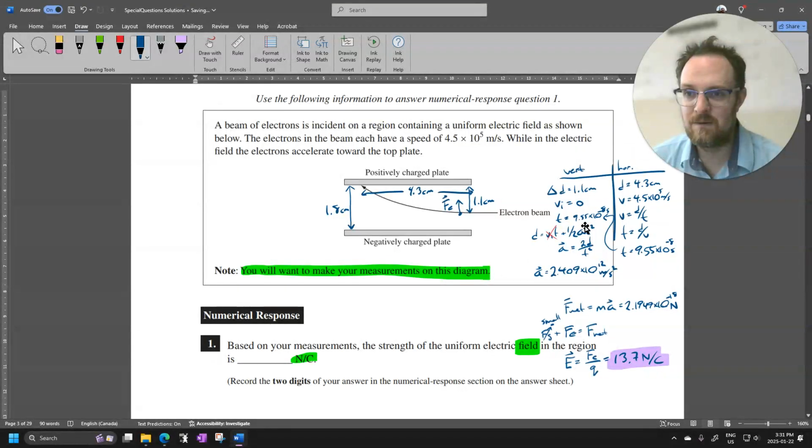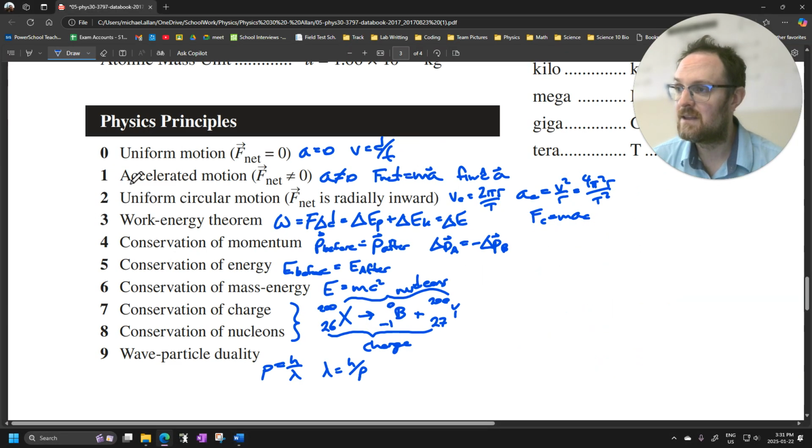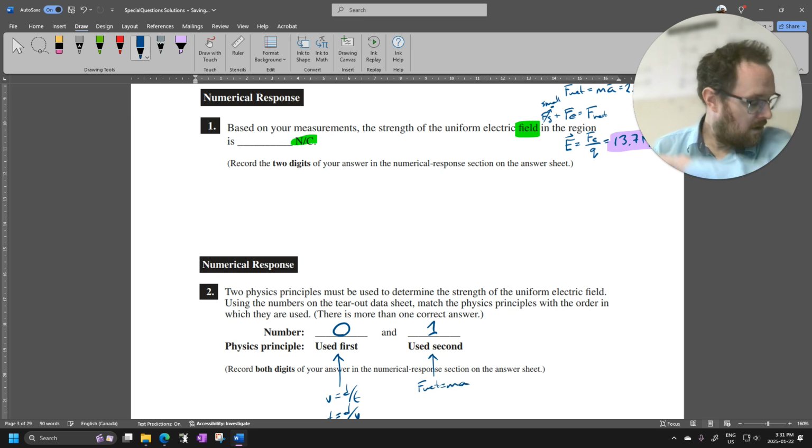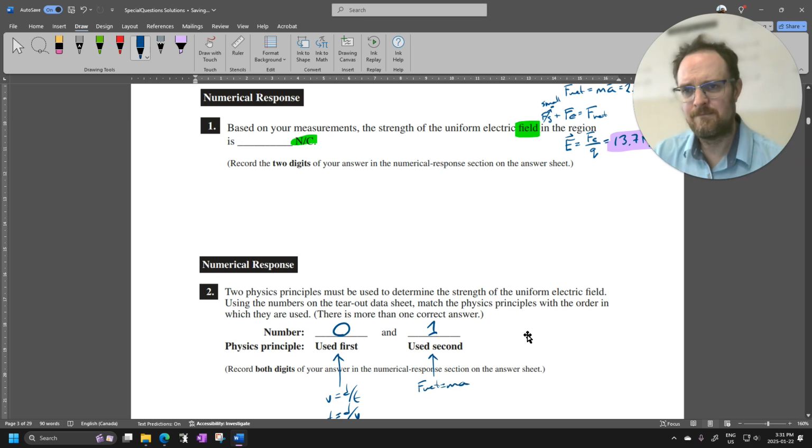The second thing I did was calculate the acceleration and then calculate the F net. So because of that, that's going to be number 1. So I'm going to put a 1 in that spot, right? Because I used F net is equal to m times a. There we go.